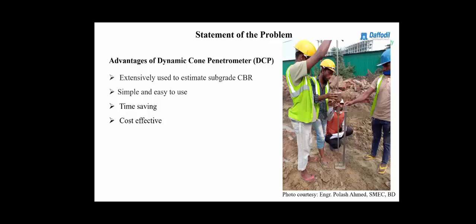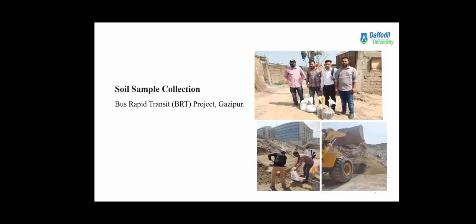So in this research, an attempt has been made to develop the relationship between DCPT value for a specific penetration depth and dry unit weight, as well as relative density of improved subgrade soil. And the relationship can be used for quality control. In this study, improved subgrade soil sample was collected from the Bus Rapid Transit Project, Gazipur. I request my next presenter, Sabir Ahmed Bhuiya, to continue this presentation.